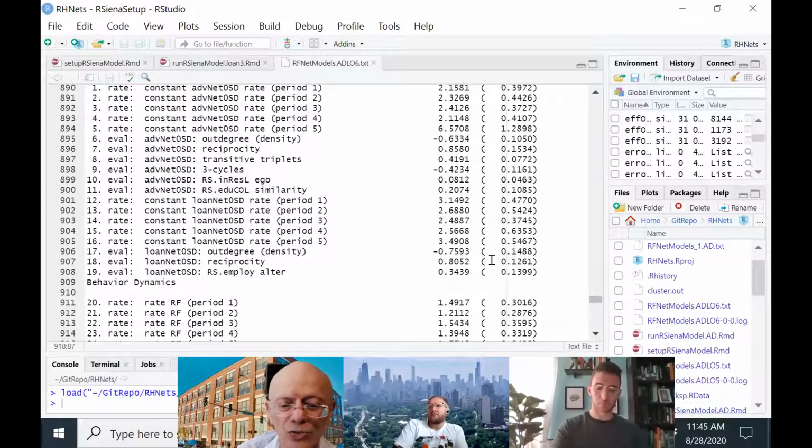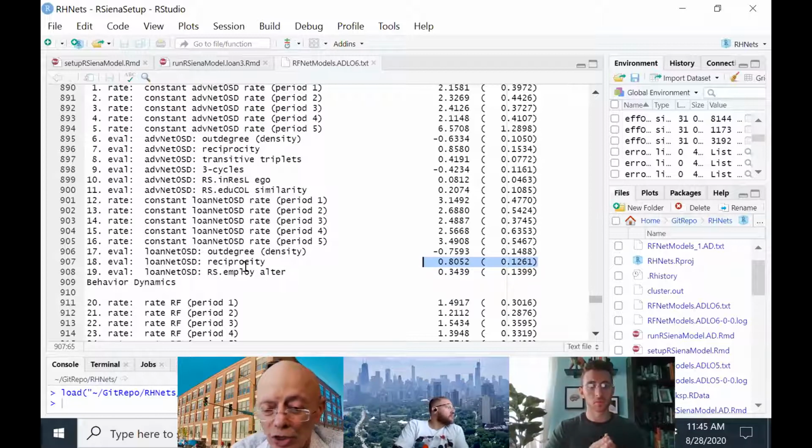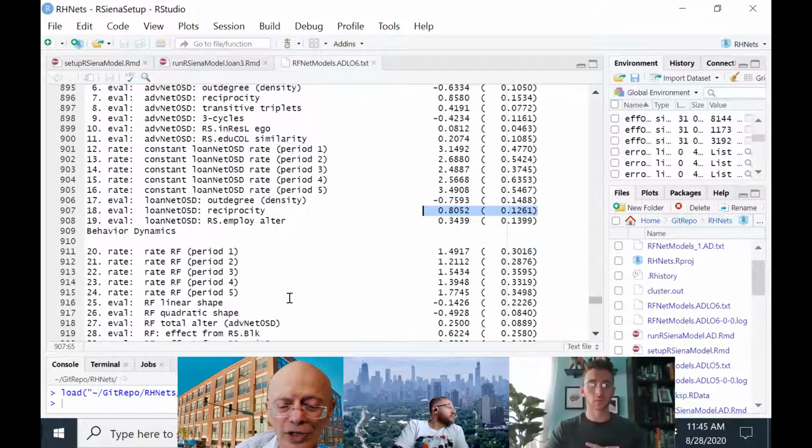Reciprocity here is really significant. See that? So when 0.12 is divided into 0.80, you're going to get like 4 or 5, or at least a 4, and 4 is way over 1.96. So that means reciprocity, and it's positive, is suggesting that reciprocity is occurring. For those people who are willing to loan to one person, that person is willing to loan back. That's what it's saying.